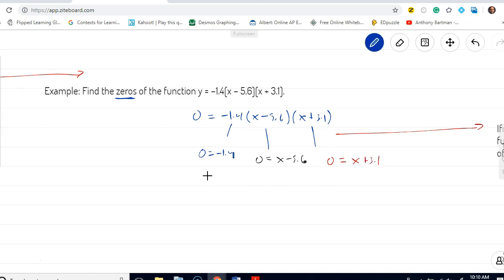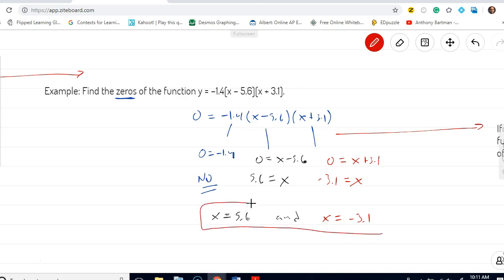Okay, so for the first one, we know there's no solution. That's not going to happen, right? For the next one, if we just add 5.6, we can say 5.6 equals x, so that one is solved. And the last one, if I subtract 3.1 from both sides, I get negative 3.1 equals x. So if it says find the zeros, they are going to be x equals 5.6 and x equals negative 3.1. If we want to find the zeros and it's in this form, man, is that really easy, right? So there is our solution for that example.